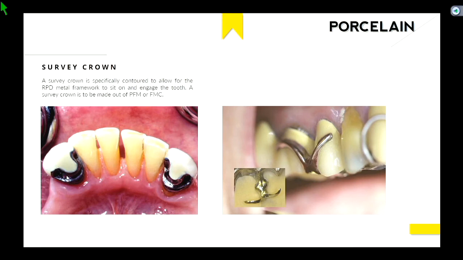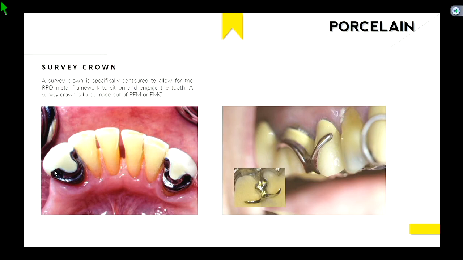Does it compromise a tooth? Yeah, so a tooth that you're using to anchor a partial is going to be more susceptible to some sort of failure than a tooth that doesn't need to support anything, right? Because you're putting more stress onto it. The other thing, too, is a survey crown, you typically need to reduce a little bit more because you've got to make room for this clasp or this framework to sit on.